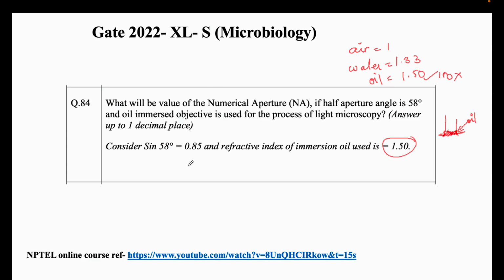So here the question is now pretty straightforward. Numerical aperture is nothing but n sine theta. We have n as 1.5 and sine 58 as 0.85. 1.5 into 0.85 is 1.28. They have said up to 1 decimal, so we can write 1.3. So the answer is 1.3.